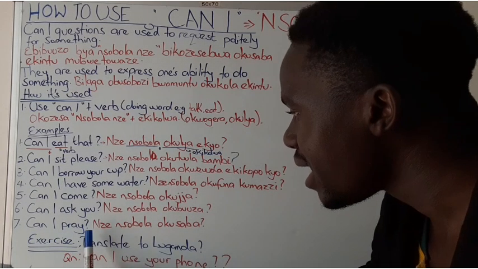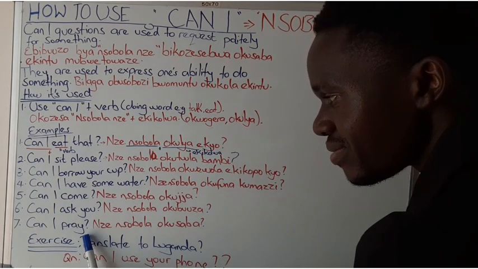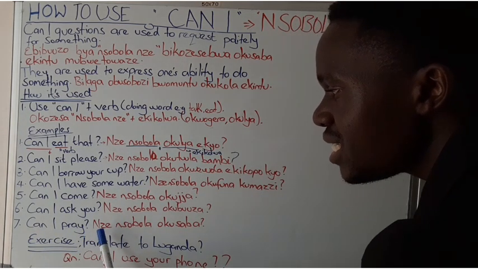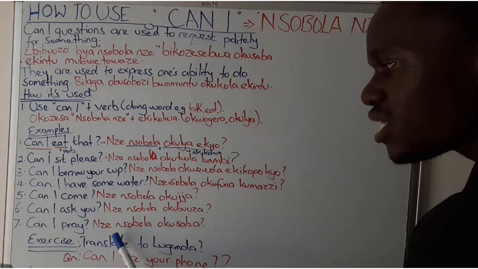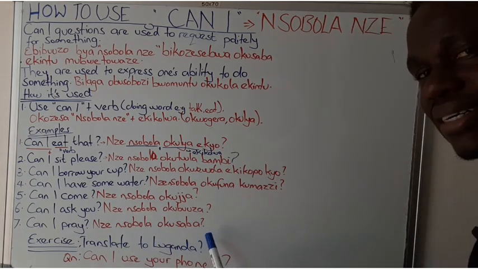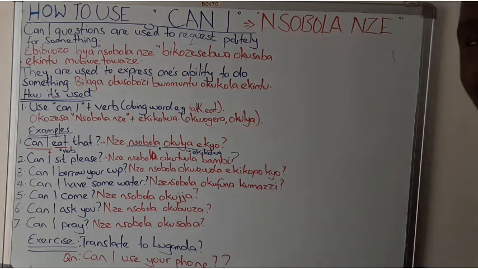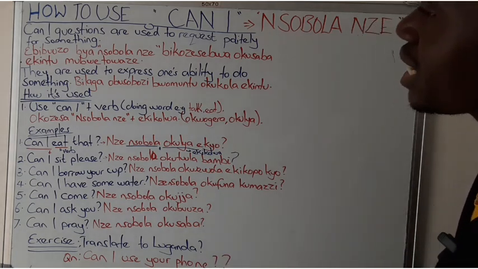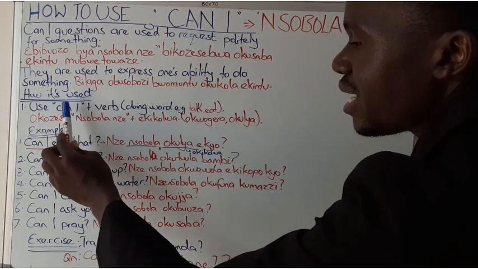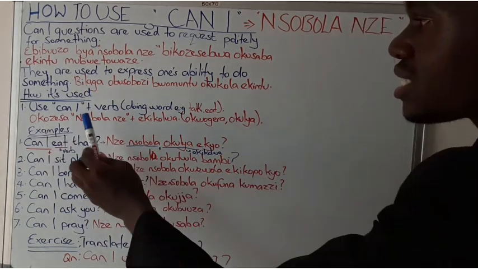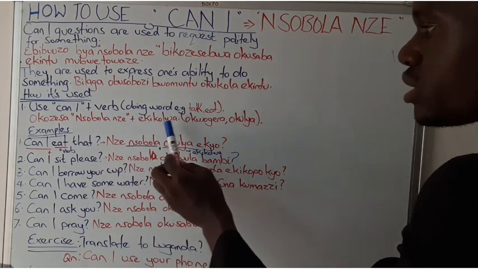Can I pray? This in Luganda is nze nsobola okusaba. Hope you understand how to use can I. Points to note is that when you're using can I, you add on the verb immediately after can I. Ng'omaze okukozesa nze nsobola oba nsobola nze oyongerako ekigambo kyekikolwa.